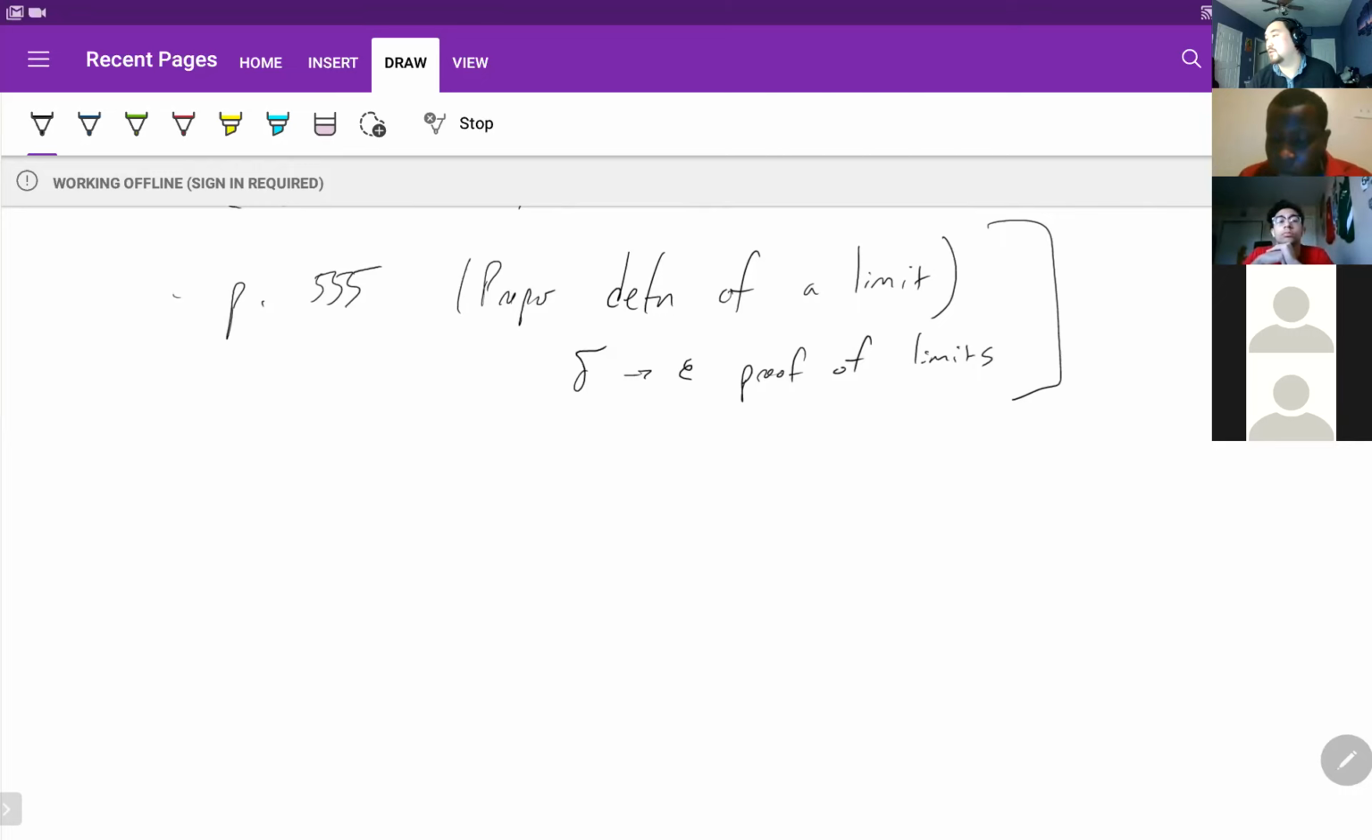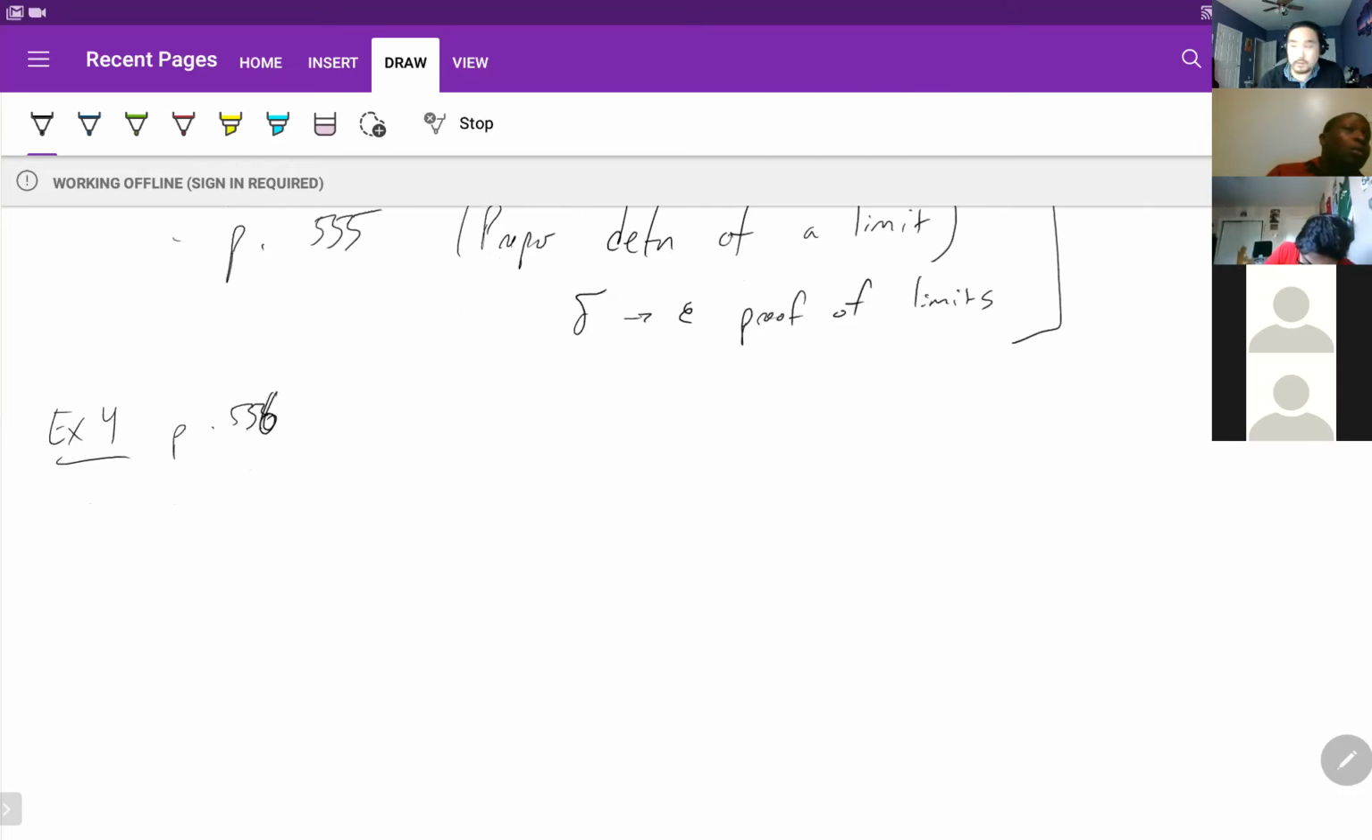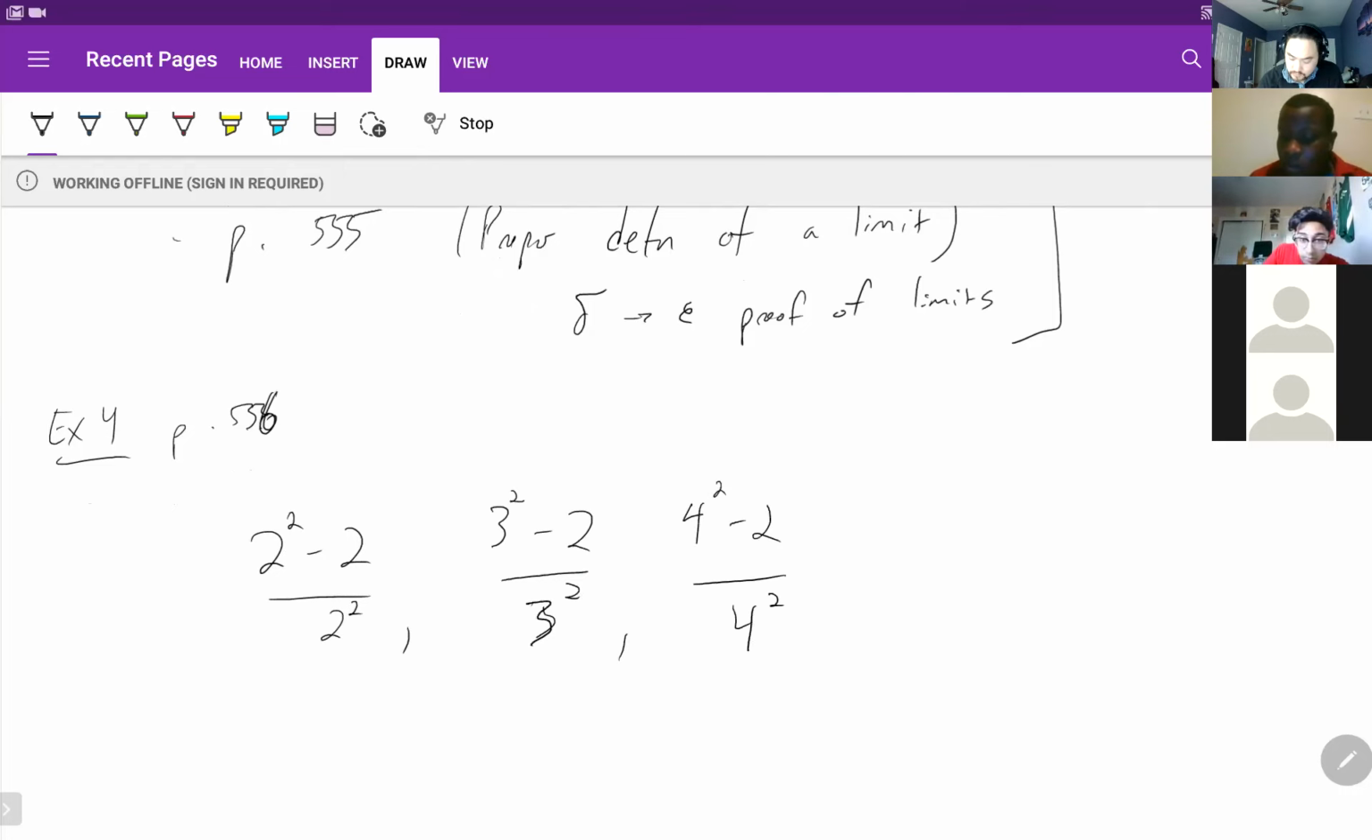You know what? No, let me just do a quick example with you guys of finding the limit of a sequence. Okay, so this is example 4, on page 556. All right, so let's say I give you a sequence that looks like this: comma 3 squared minus 2 over 3 squared, comma 4 squared minus 2 over 4 squared, comma 5 squared minus 2 over 5 squared.